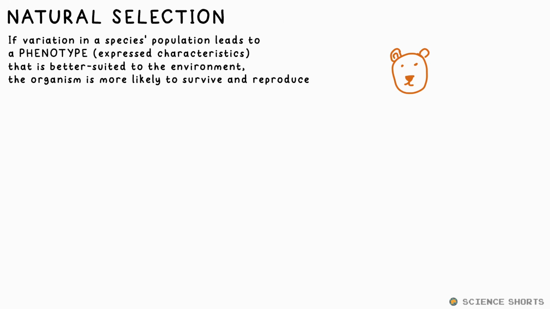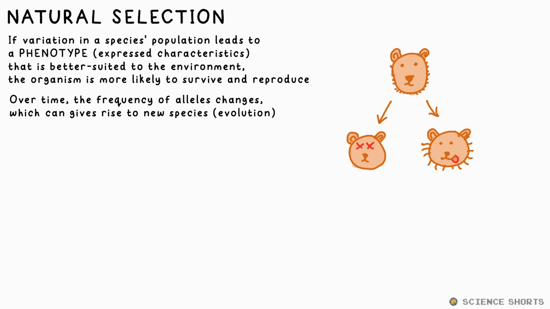Mutations result in variation within a species, a population. If they share the same niche in an environment, they compete for the same resources. Those with beneficial characteristics are more likely to survive and reproduce. This is called natural selection. That means the frequency of different alleles varies over time.